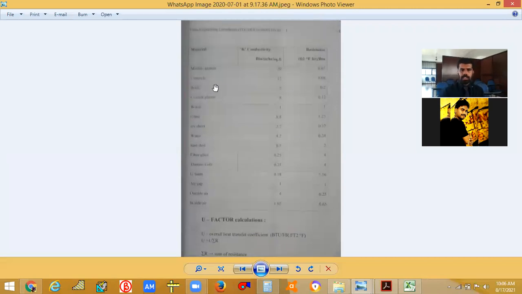I think you can see this. Okay, is it blurred, or can you see the tabular column here?